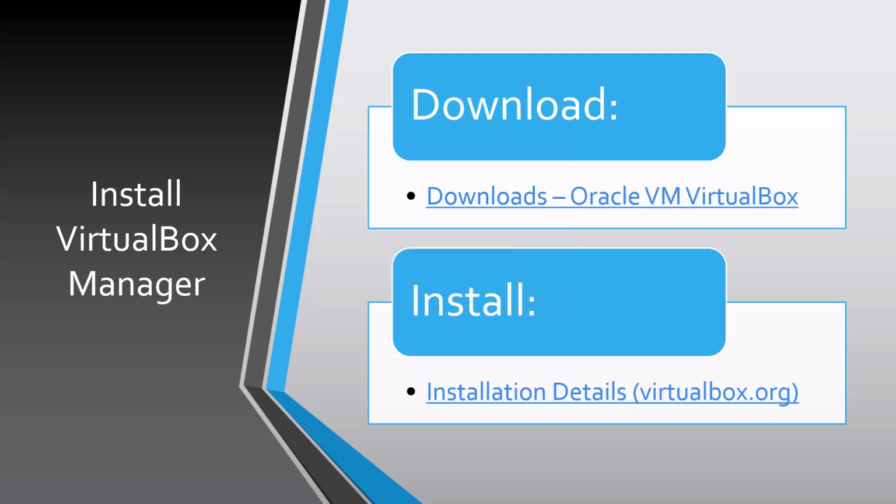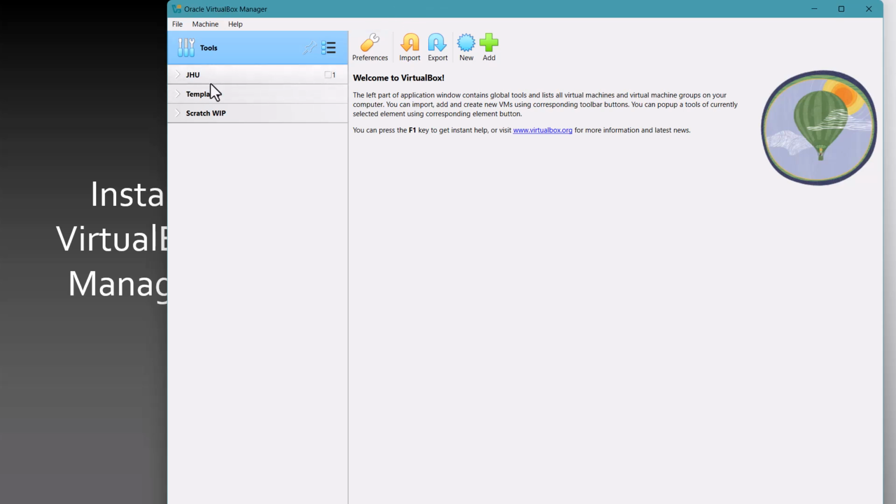Once you've installed VirtualBox, go ahead and start VirtualBox by clicking on the icon on your desktop or in the Windows menu. It should look like this, without these entries here on the left. And what we're going to ask you to do is shut it down.